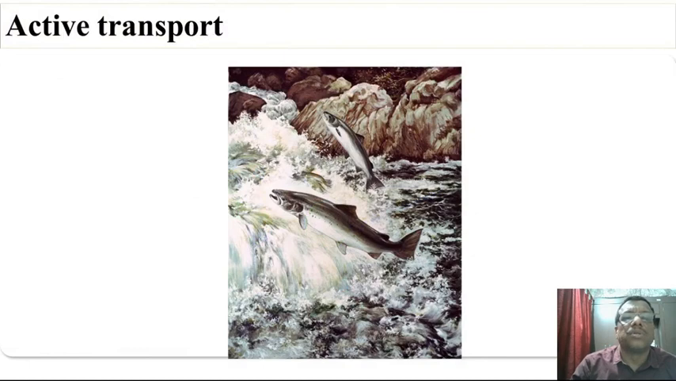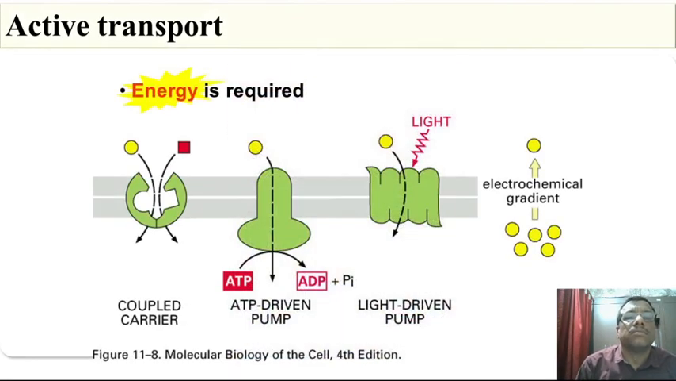Active transport means the fishes are moving in the opposite direction to the flow of the water. So they require some amount of energy, as they are swimming against the water flow. They are spending their energy while swimming in the opposite direction. Active transport, that is, energy is required for transport of the biomolecules.